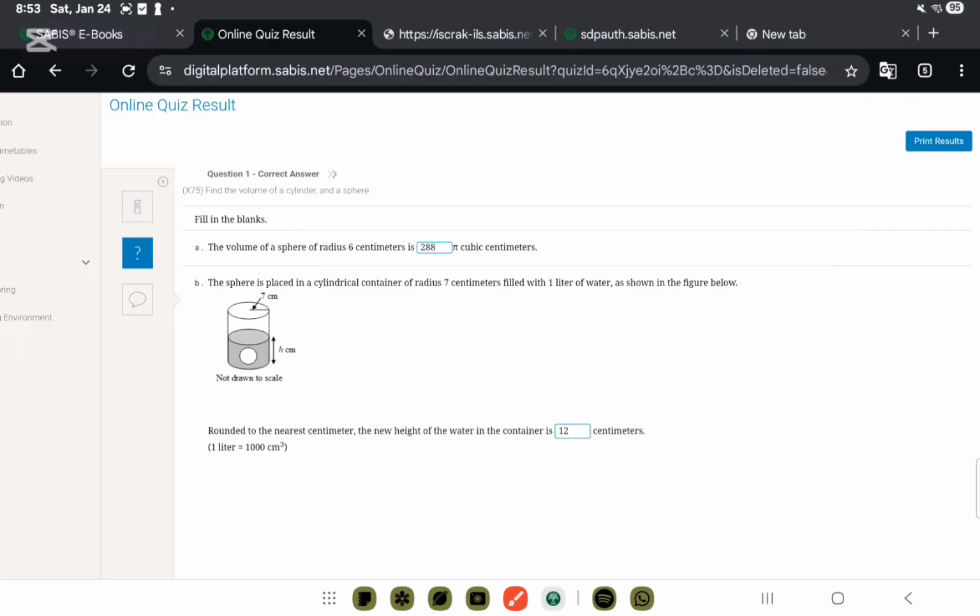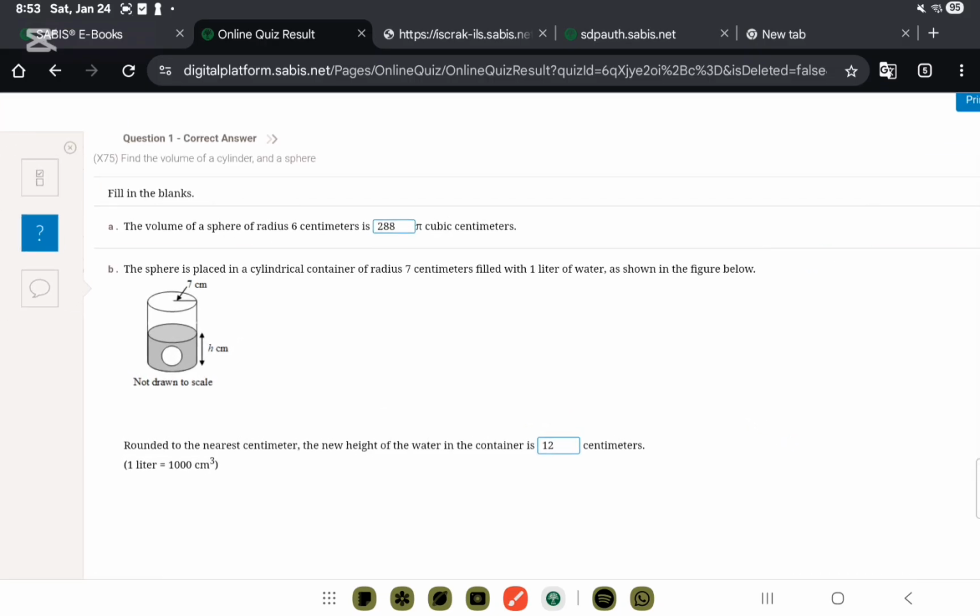The volume of a sphere of radius 6 is... We have the formula, which is 4 over 3 pi r cubed. On your calculator, just put 6 here: 4 over 3 times pi times 6 cubed. You're gonna get 288 pi. That's it for the first one.